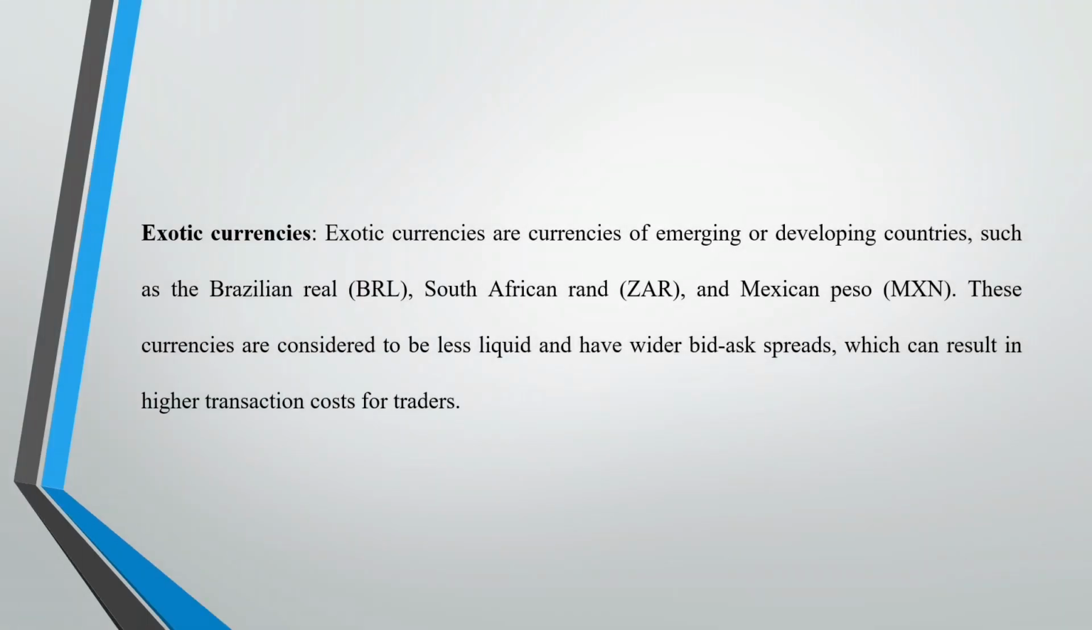Exotic currencies are currencies of emerging or developing countries, such as the Brazilian real, BRL, South African rand, ZAR, and Mexican peso, MXN. These currencies are considered to be less liquid and have wider bid-ask spreads, which can result in higher transaction costs for traders.